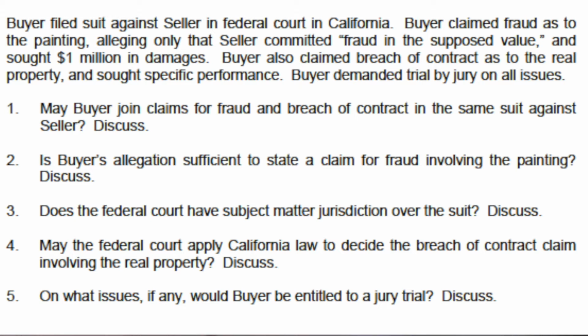All right. So here we are talking about 2 claims, one for fraud and then another one for breach of contract / specific performance. Let's talk about the painting and the fraud claim first. So 2 ways in which subject matter jurisdiction can be met. One is through a federal question, and the other one is through diversity of citizenship. Is there a federal question here? And the answer is no. Now let's talk about diversity.